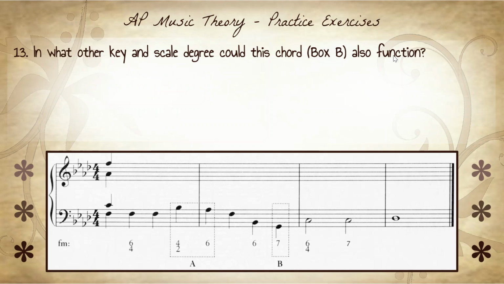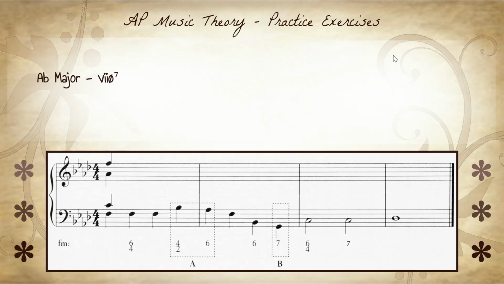Question 13. In what other key and scale degree could this box B chord also function? A half diminished seventh chord could also occur diatonically as the leading tone seventh chord in a major key. If G is the leading tone, then the tonic is A flat.